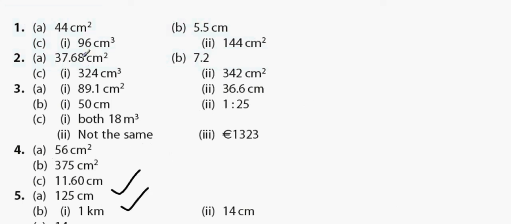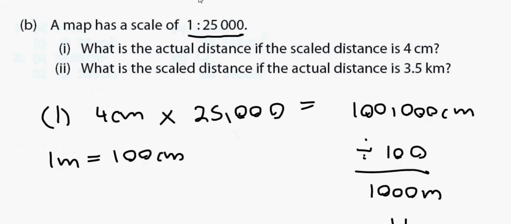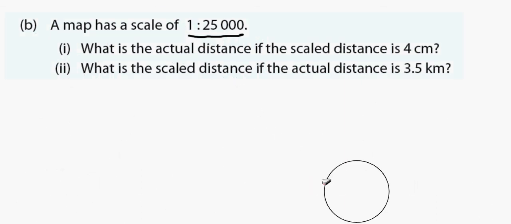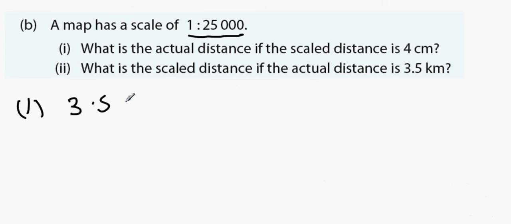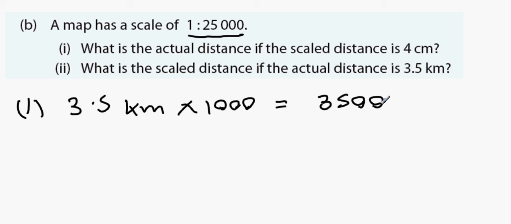Okay, what's the scale distance if the actual distance is 3.5 kilometers? Okay, so 3.5 kilometers. If you multiply that by 1,000, it's the same thing as 3,500 meters. Okay, and 3,500 meters, you're going to multiply that by 100 to change it into centimeters. So you get 3,500 multiplied by 100, and you get 350,000 centimeters. Now this is the length of the actual distance.